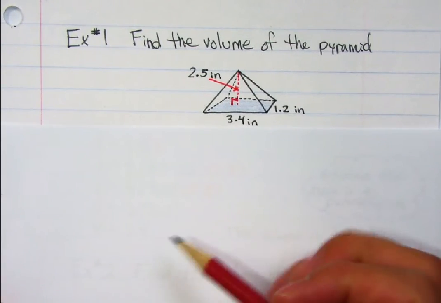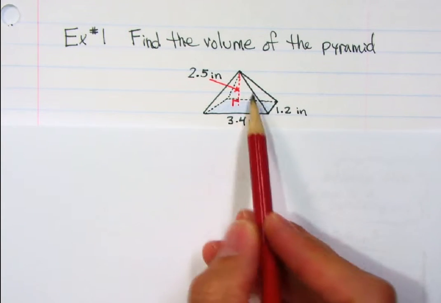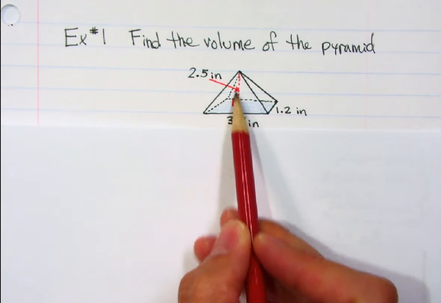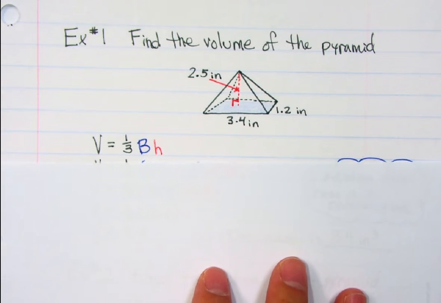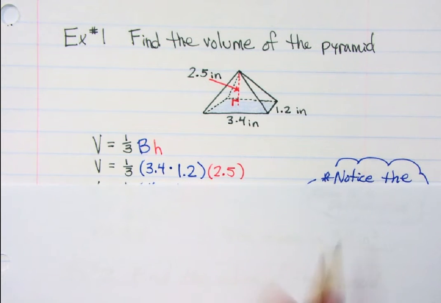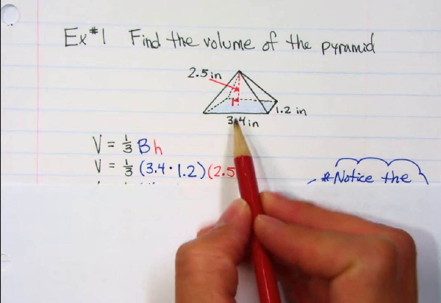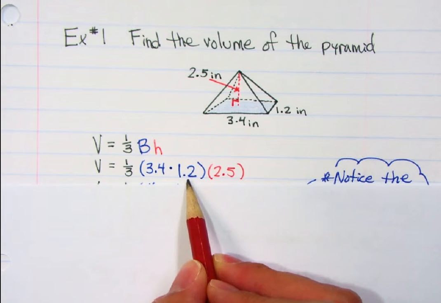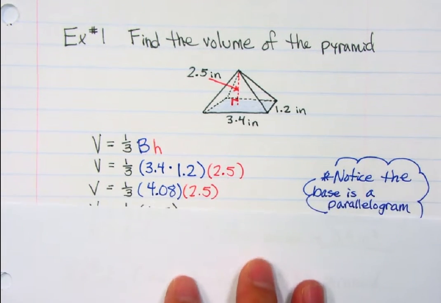Let's try an example. Find the volume of the pyramid. Here's my pyramid. There's my base on the bottom, and then the height, which is perpendicular to the base, goes from the tip all the way down to the base. I use my formula, 1/3 of the base times the height. The base happens to be this parallelogram, so I'm going to take 3.4 times 1.2. That's what I did here. My height is 2.5, and then I do 1/3 of all that.